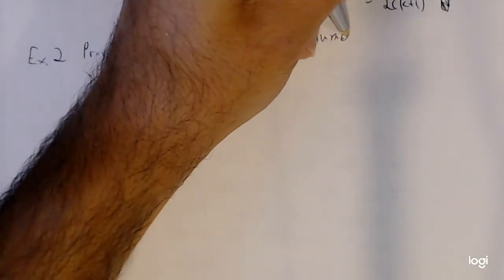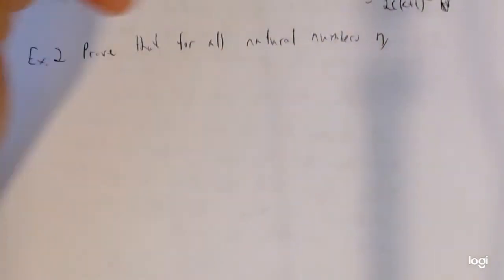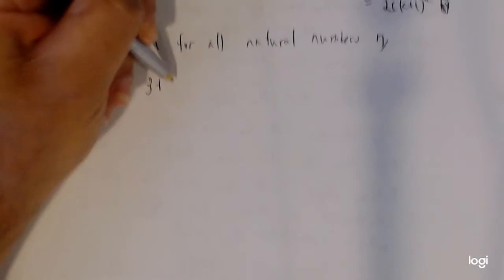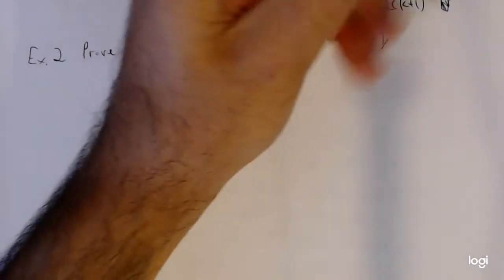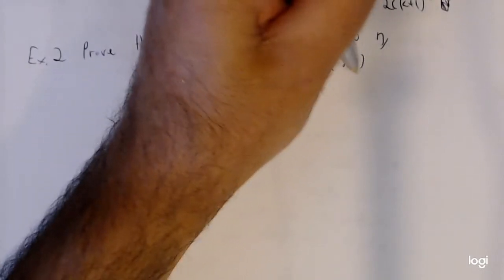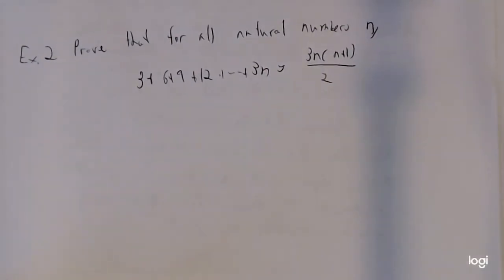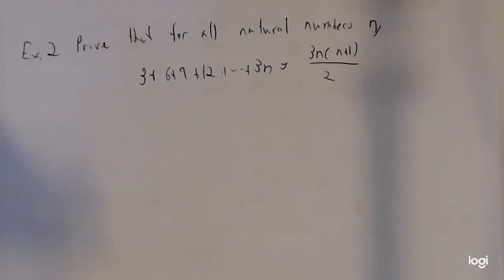Okay? So let's look at one more example. For example 2, you might want to pause this and try to do it on your own, and then play it and see how your answer compares to mine. So we'd say prove that for all natural numbers n, we have the following: 3 plus 6 plus 9 plus 12 all the way to 3n. That sum is equivalent to 3n times n plus 1 over 2.